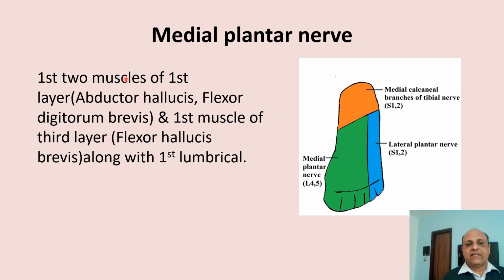It also supplies the muscles of the sole. So which muscles does it supply? It supplies the first 2 muscles of first layer. So what are they? Abductor hallucis and flexor digitorum brevis, and it also supplies the first muscle of third layer, flexor hallucis brevis. Remember, third layer is the layer of flexors of big toe and small toe. So it supplies the first muscle of the third layer, flexor hallucis brevis, along with the first lumbrical. So remember, medial plantar nerve likes the number 1. It supplies the first two muscles of the first layer of sole, first muscle of third layer along with the first lumbrical.